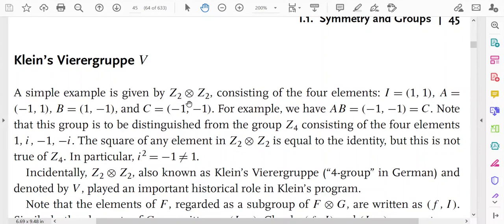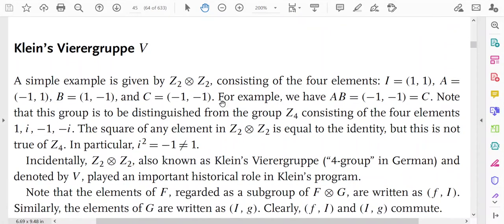Z2 × Z2 group. Now, in this case, if you calculate the value of AB, A is this one and B is this one. So, by the rule of direct product that I introduced a little bit earlier, if you apply that rule, then AB will be (minus 1, minus 1), which is equal to C. So, the point is that if you multiply the elements with themselves, then you will see that the product will be in this particular set. That means that the closure property holds and I, A, B, C forms a group.